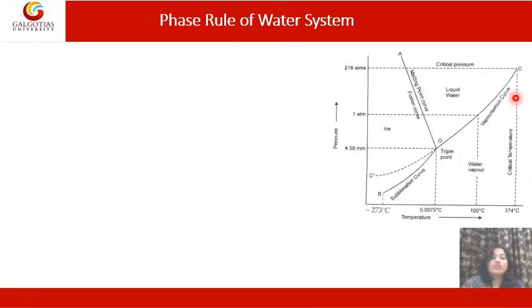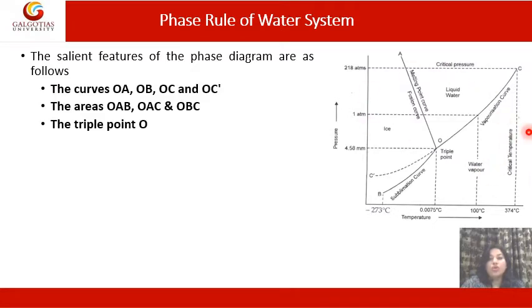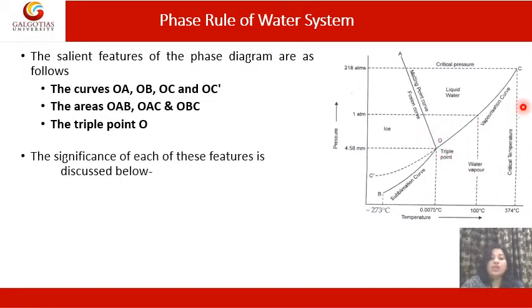Features of the phase diagram are as follows. Number 1, the curves OA, OB, OC and OC dash. Areas OAB, that area, OAC, this area, and OBC, that area. And the triple point O. The significance of each of these features are as follows.